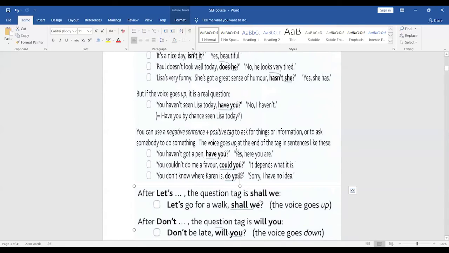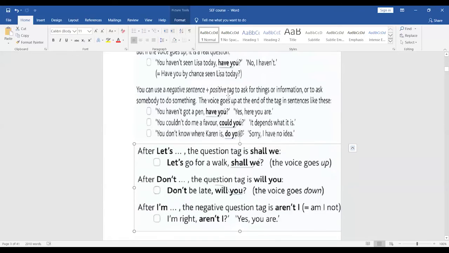The voice goes up at the end of the tag in sentences like these. You haven't got a pen, have you? My voice rises slightly. Yes, here you are. You couldn't do me a favor, could you? My voice goes up. It depends on what it is. You don't know where Karen is, do you? Sorry, I have no idea. So, notice in these three sentences how my voice rose, a slight inclination in my voice.